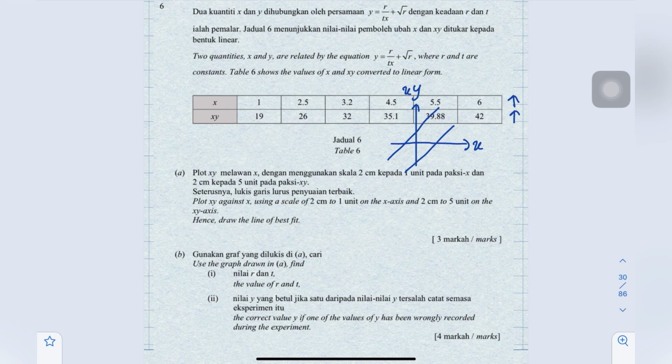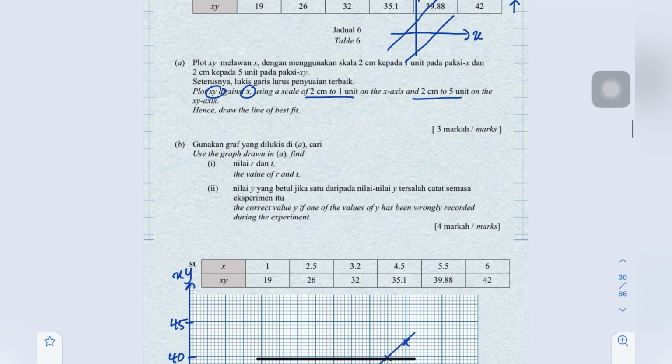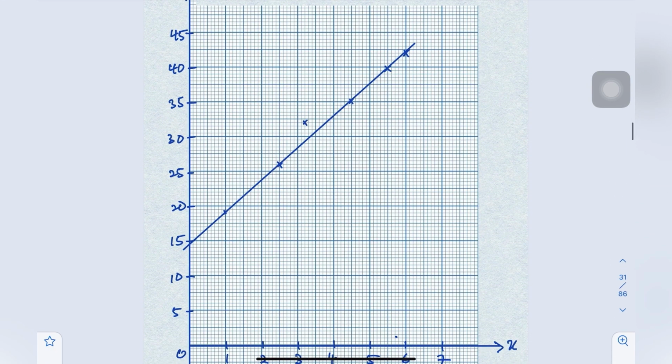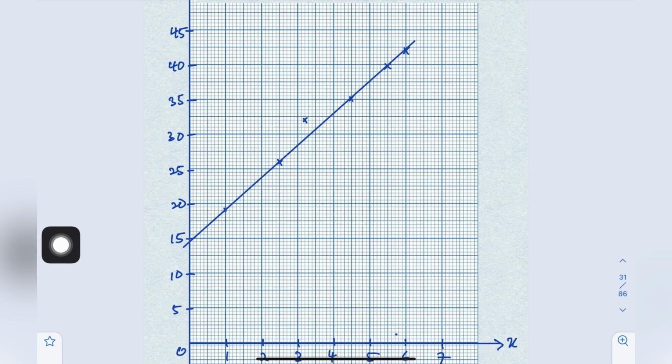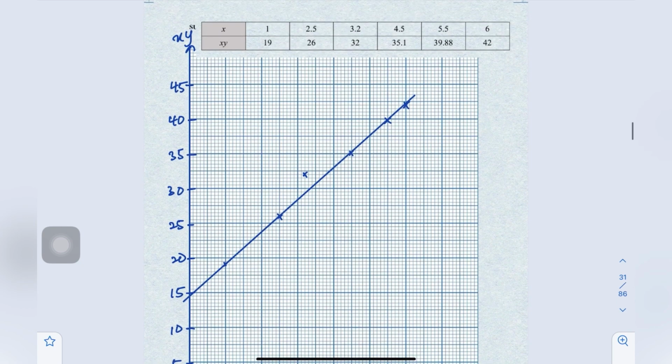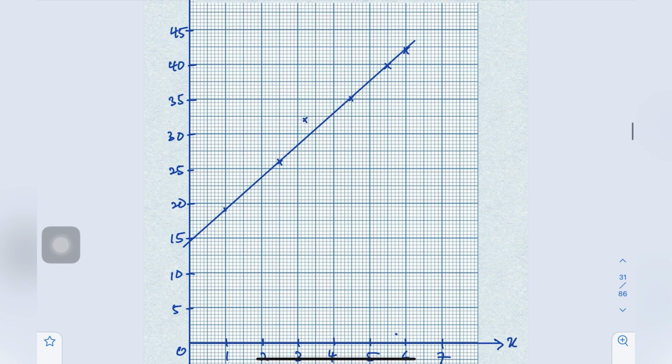Okay, so we need to plot xy against x. Okay, 2 cm 1 unit x axis, 2 cm 5 unit xy axis. So we just use the given data here. So kita plot lah. So we plot all points, then draw the best fit straight line. So then straight away kita boleh cari kita punya gradient. So gradient.